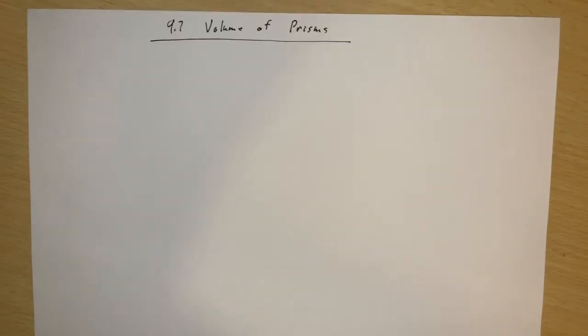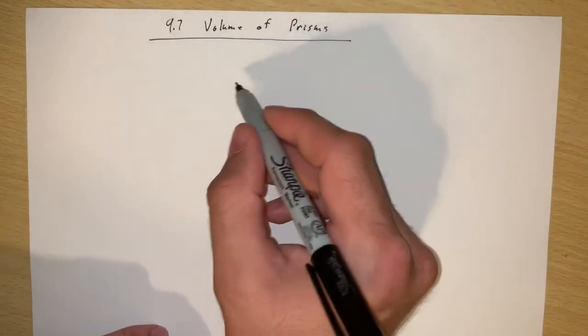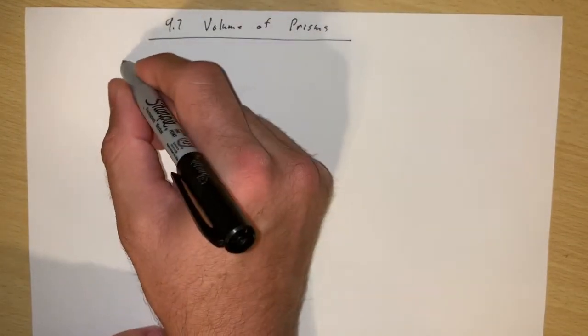All right, class, we are into section 9.7, Volume of Prisms. So now, the last sections we talked about surface area. So let's compare length, or I'd say distance, area, and volume.